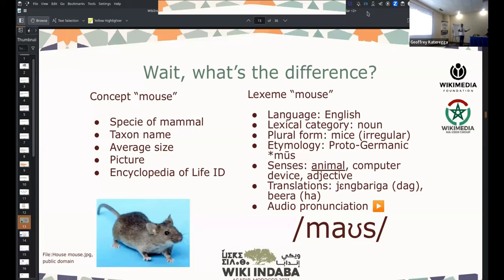So items on one hand describe concepts. Lexemes describe parts of speech that are used in a language. That is the big difference.